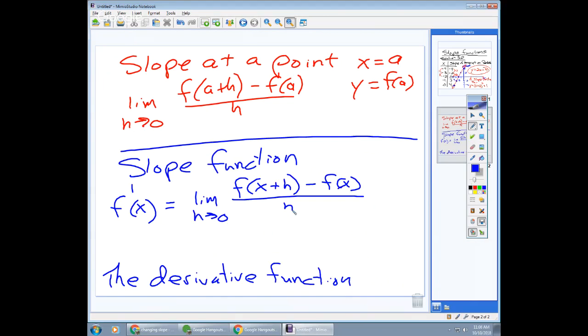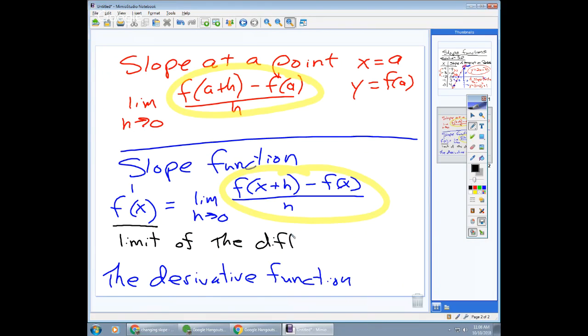So this whole thing here, whether we're talking about this one right here or this one right here, they're pretty darn similar. They look alike. One plugs in a number for x, the other one just sticks with x. That thing I circled is called the difference quotient. And when we find the derivative function here, what we're doing is taking the limit of this difference quotient. So just some language that you're going to see for the problems in the book.